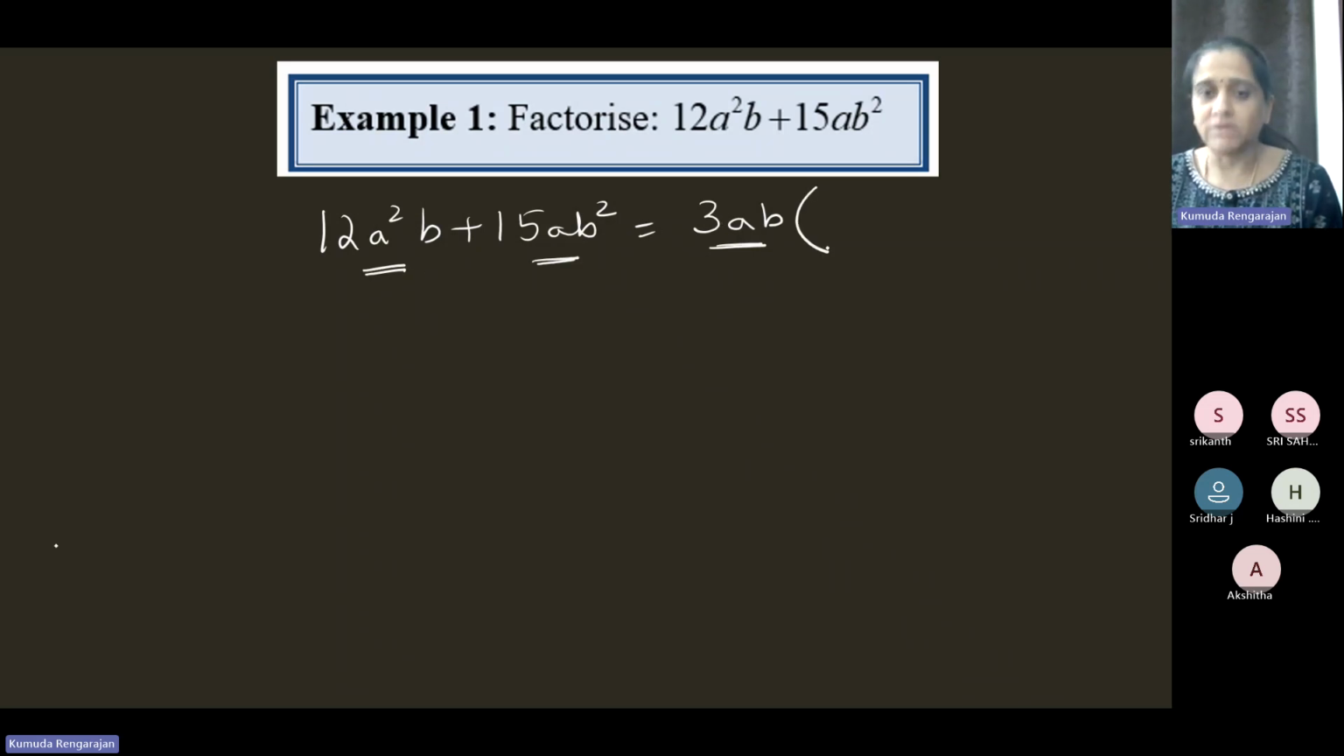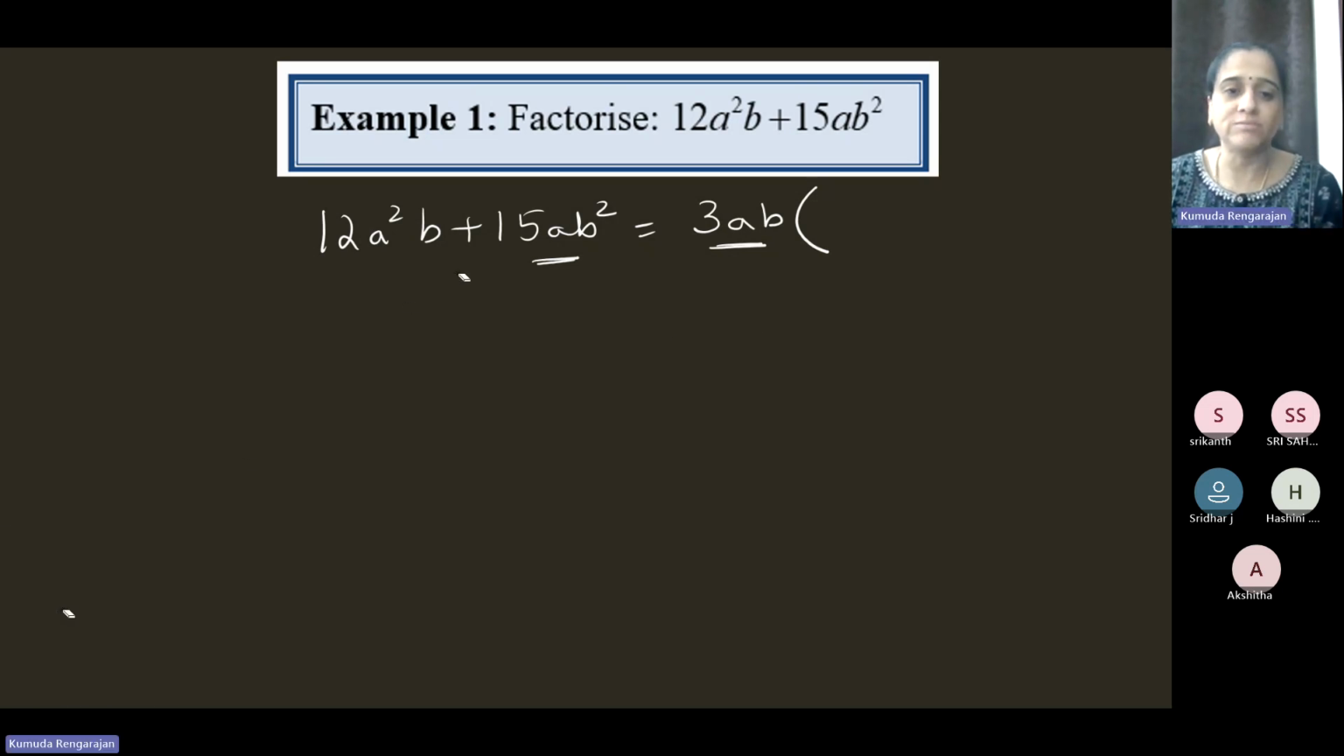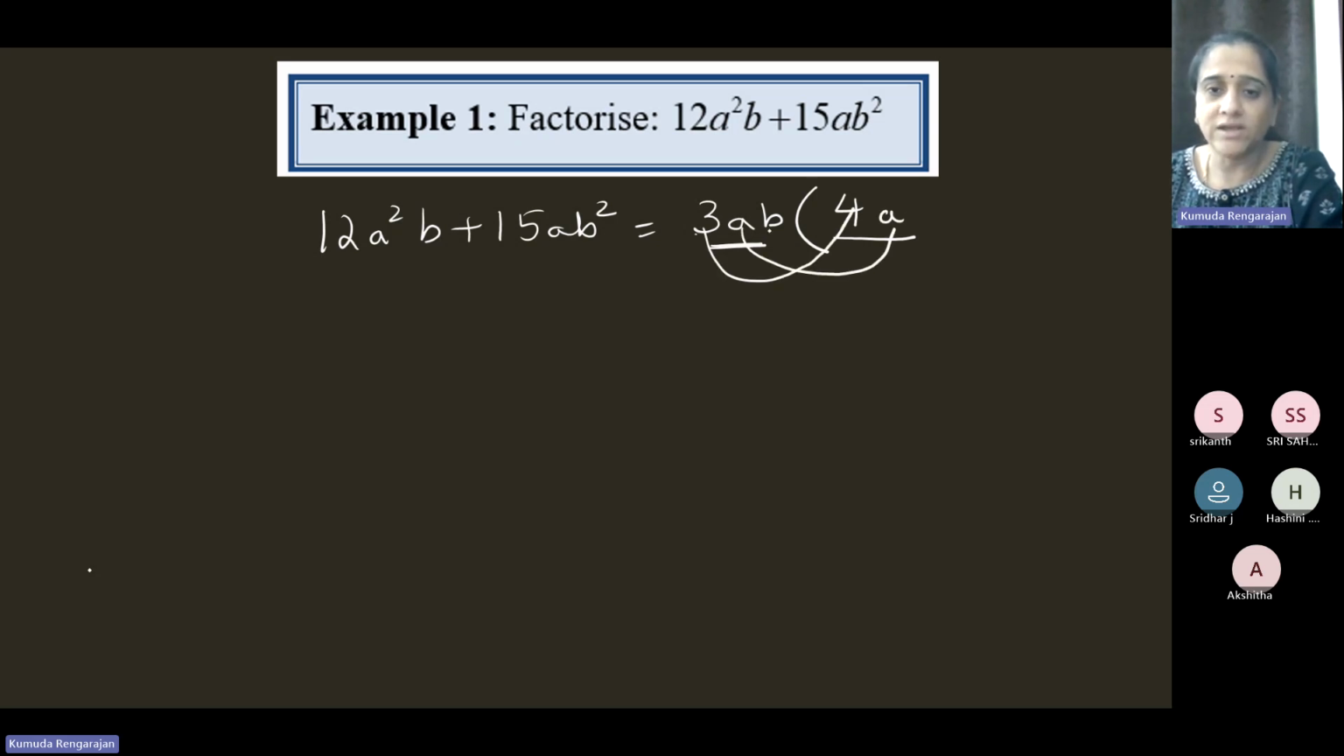Now 3ab is common. Open a bracket. Now, how many terms does this expression have? 2 terms. The given expression has 2 terms. First step, identify the HCF of these 2 terms: 3ab. Now write the HCF, open a bracket. Now 3ab into what will give you the first term, 12a squared b? 3 fours are 12. a into a is a squared. b, there's only one b there, so b is already there. Sorry.